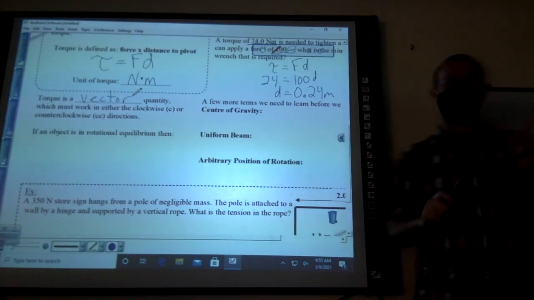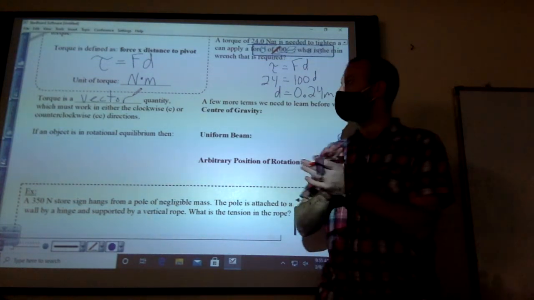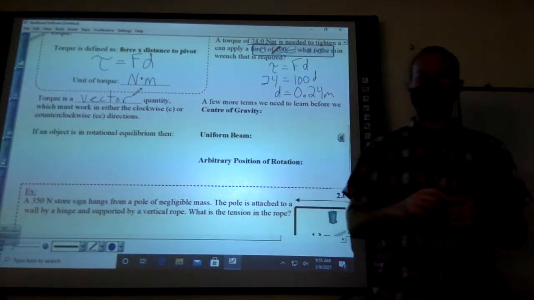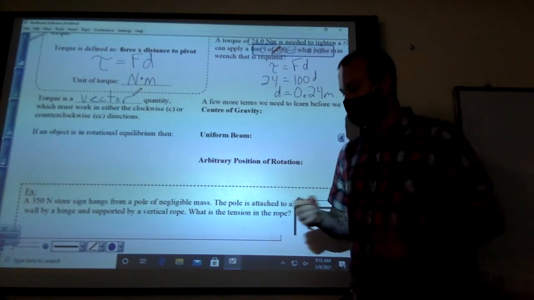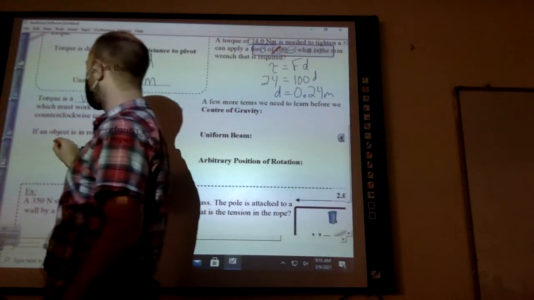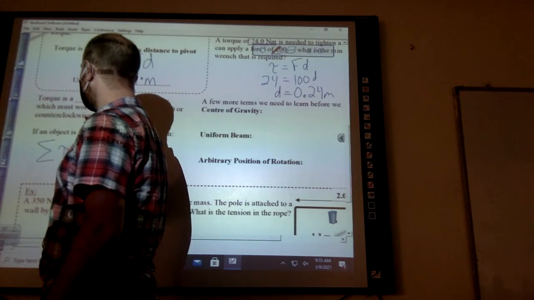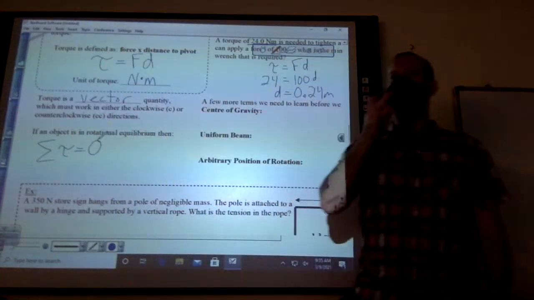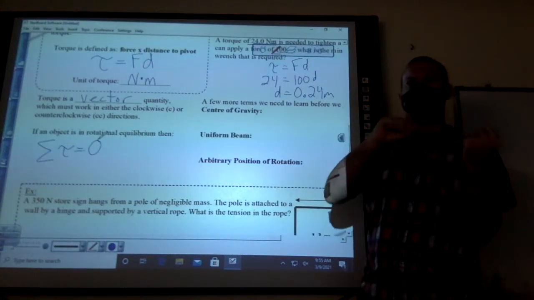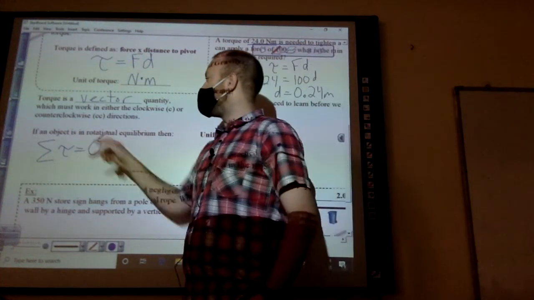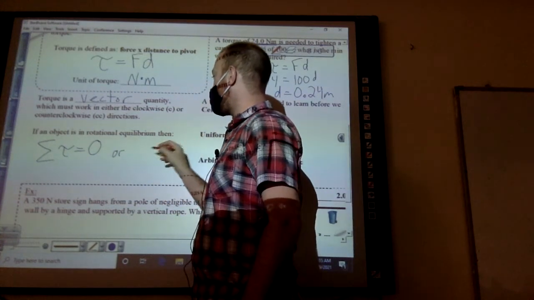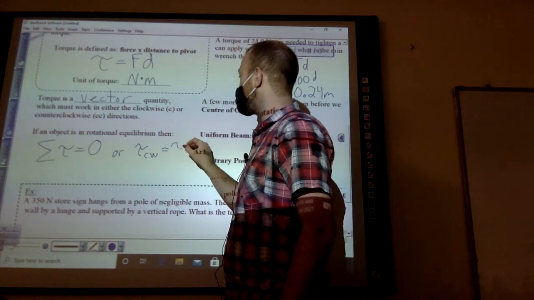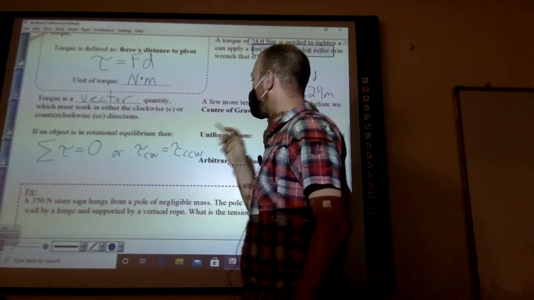I will get to talking about the directions in a sec. So if an object is in rotational equilibrium, what can you tell me about the sum of all the torques? They have to be zero. So not that they're equal. I think what you mean by equal is saying that torque clockwise equals torque counterclockwise. So we can write it out as torque clockwise is equal to torque counterclockwise.